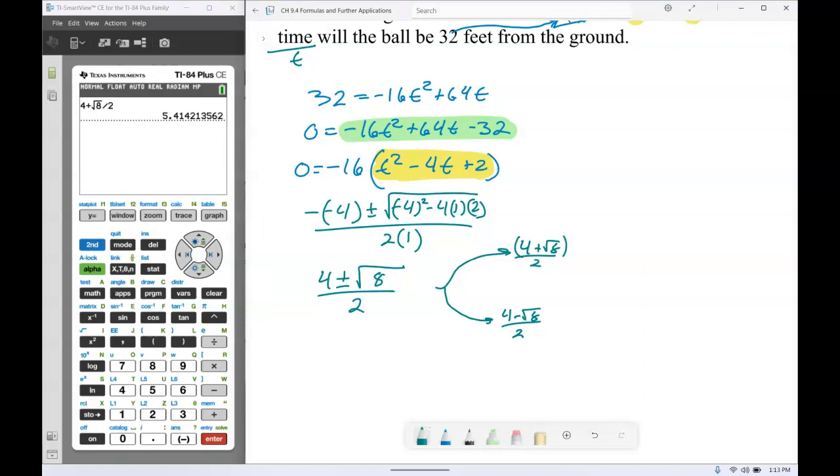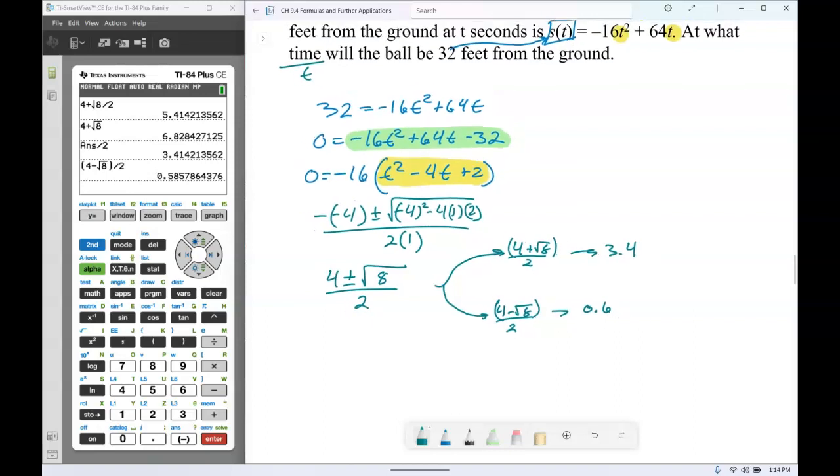So we need to make sure that gets added first. We could use parentheses. We could also just do it in 2 steps. Either one is fine. So we can have 4 plus the square root of 8, get that answer, then divide it by 2. Or we could do 4 minus the square root of 8, divided by 2. Either of those methods will work. You can do it in 2 steps, or you can put in the parentheses so that you have that numerator evaluated first prior to dividing. So, rounding to the nearest tenth, we get 3.4 and 0.6.